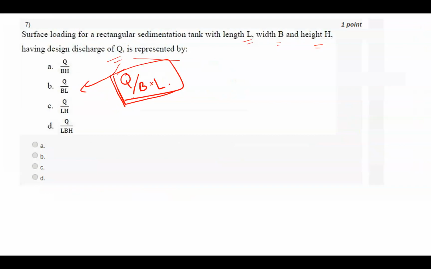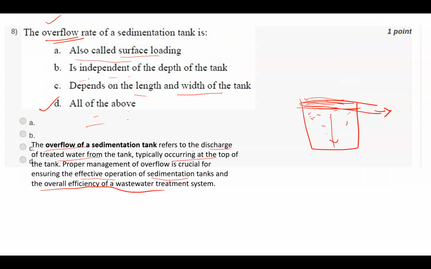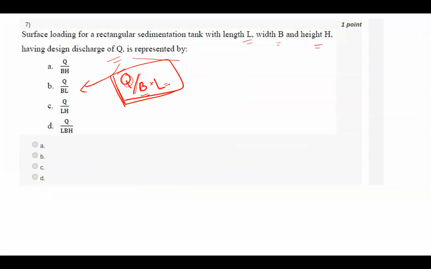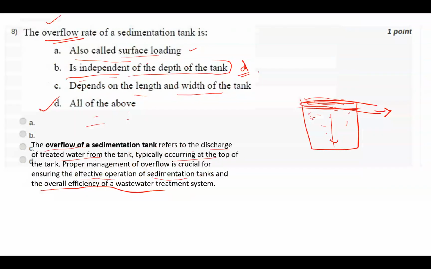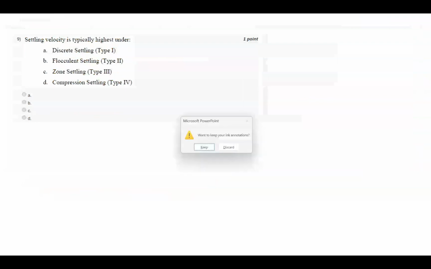So here also we have the design, here you have seen discharge divided by this is width and this is length. So here see, independent of depth of the tank, the depth of the tank is not related to this overflow, and also this is called surface loading, and depends on length and width of the tank, that we have shown from this particular relation. Okay.